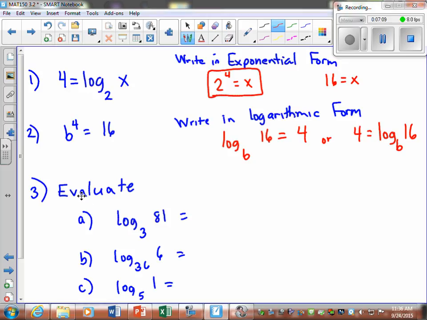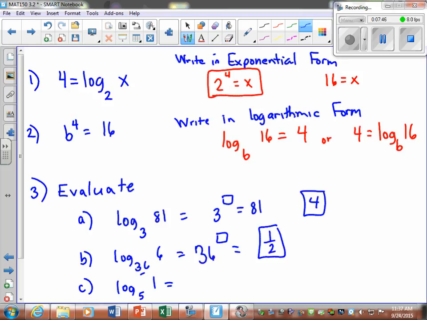Okay, now let's evaluate. We have properties now, so we can check to see if it matches a property. We can use a property, and if not, we ask ourselves 3 to the what power equals 81. And we would say that box needs to be what? 4. Good. 36 to the what power is equal to 6? Yes, so 1/2.